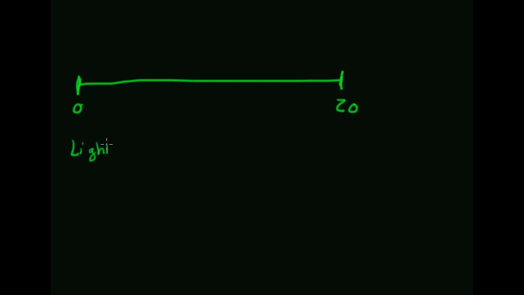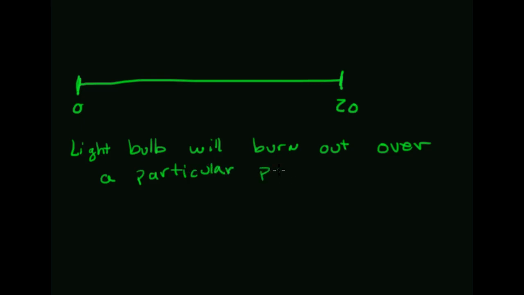Okay, so now we need to get into what is a continuous probability distribution. In a continuous probability distribution, we tend to look at an interval, right? So let's say 0 to 20. And it may be something where the question is, what is the probability, so let's say this is 0 to 20 years, that the light bulb will burn out over a particular period of time?